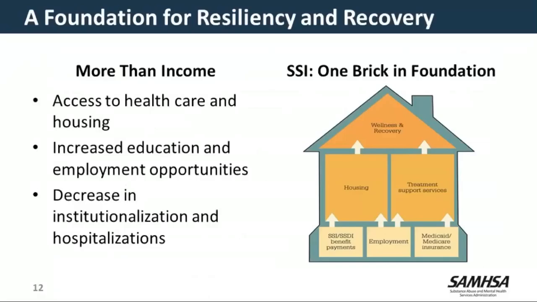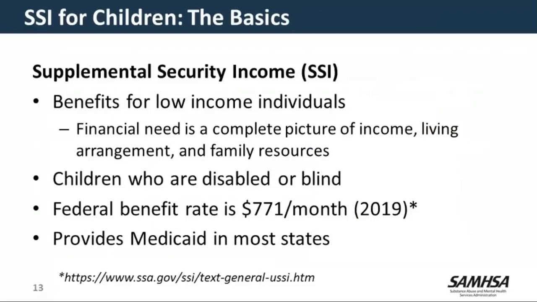So if we want to build a foundation for resiliency and recovery, then we need a strong brick of steady income. We also know that we need employment and education and health insurance to provide stabilizing bricks in that foundation. And income is just the beginning. So Social Security benefits and programs are complex, and there's a lot to learn. And so I'm going to give you just a taste so we're all on the same page and I leave you wanting a little bit more.